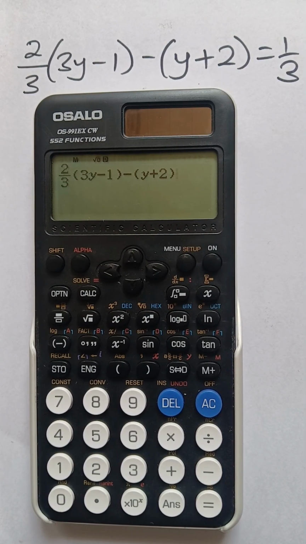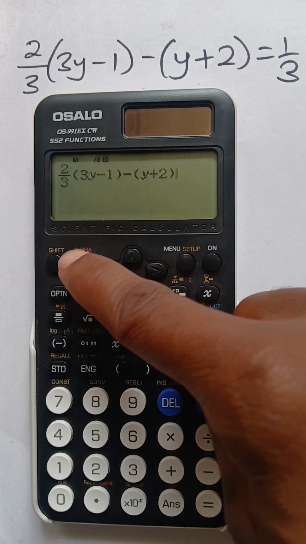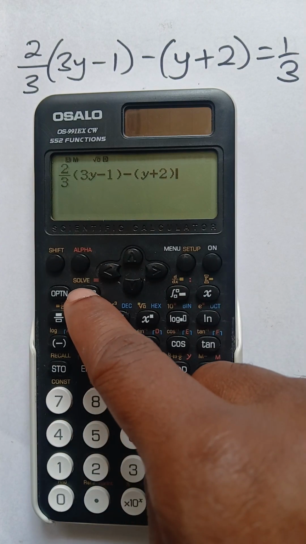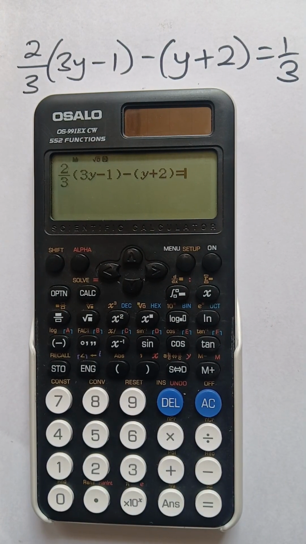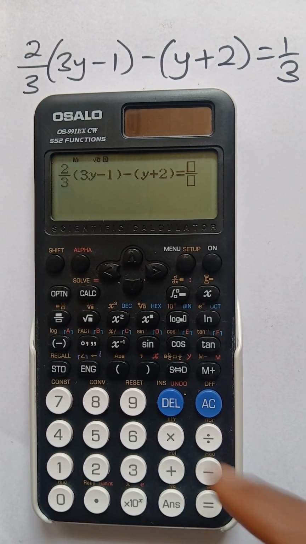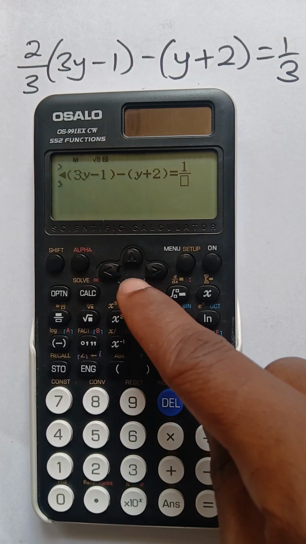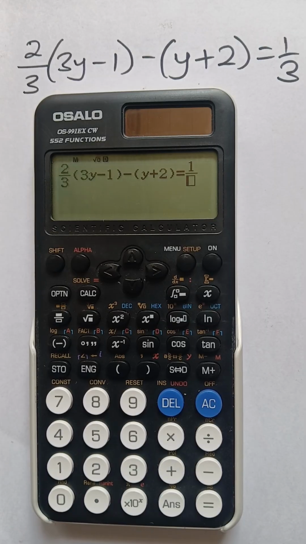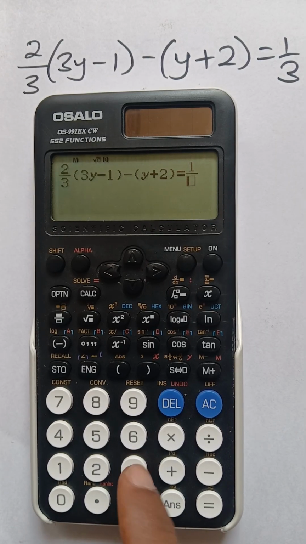Then the next thing is that you're looking for the equal sign. Alpha, and press this key, the equal sign is there. Then the next one also is a fraction. You press the fraction key, press 1, then this control leads us to the denominator, press on 3.